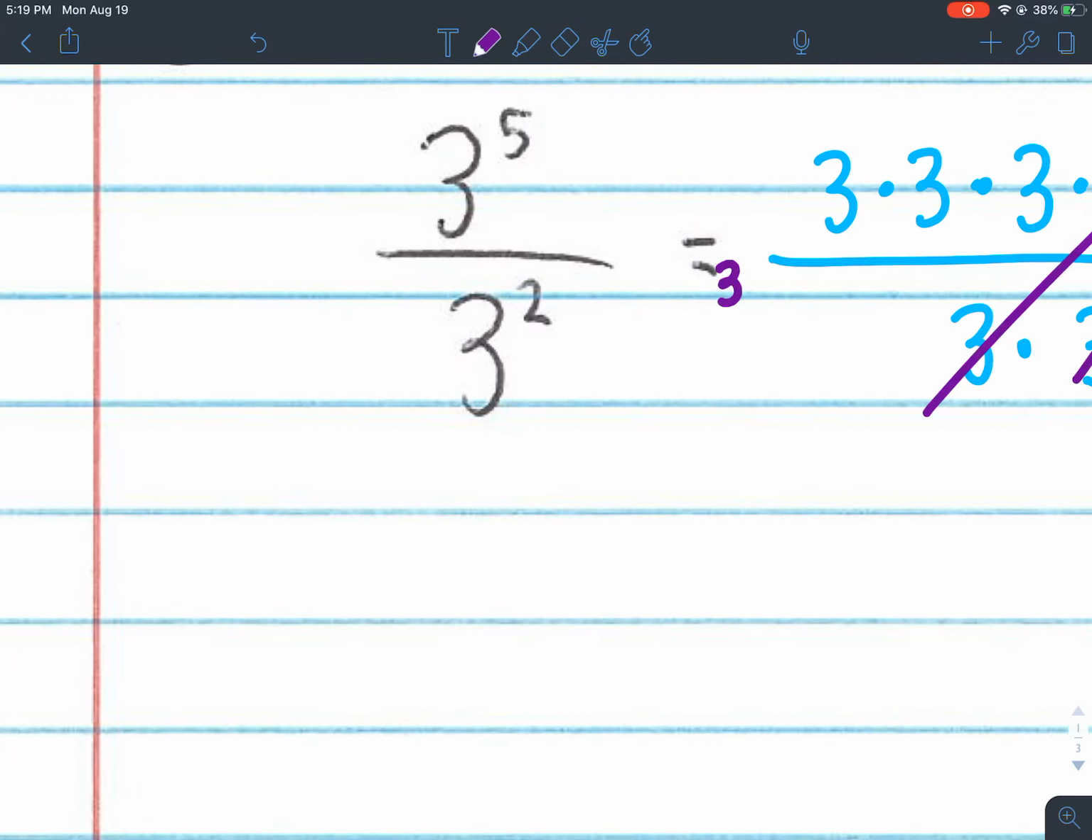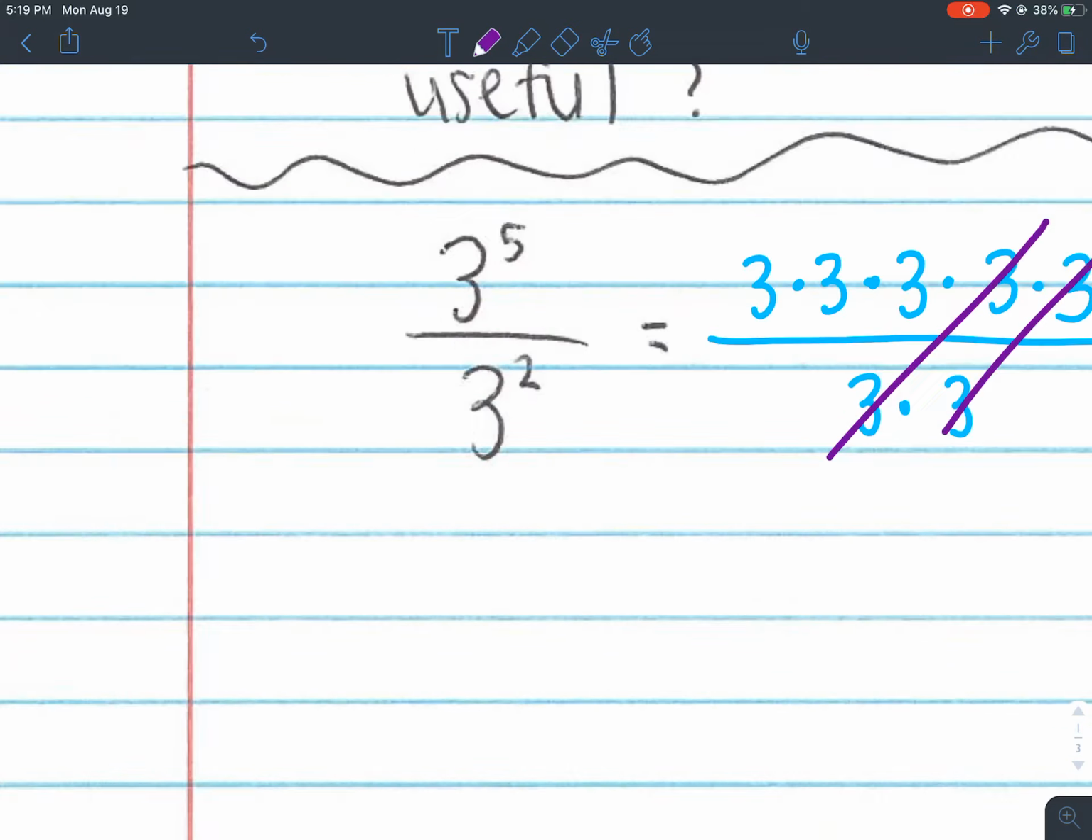You can also think of it another way. Where do you have more 3's? Do you have more 3's in the numerator or more in the denominator? You have more in the numerator. So you're going to have 3's up there, and you're going to have 3 more. You take the difference. So 5 minus 2 would be 3.